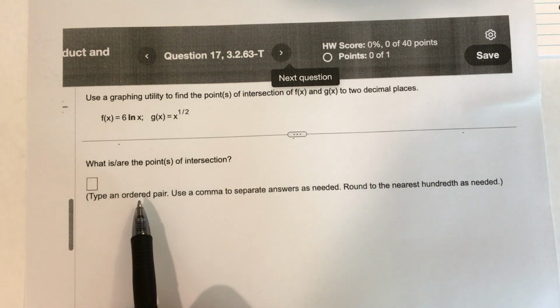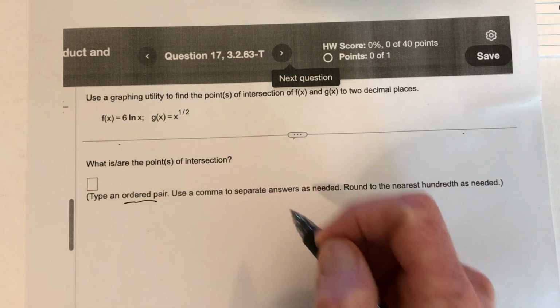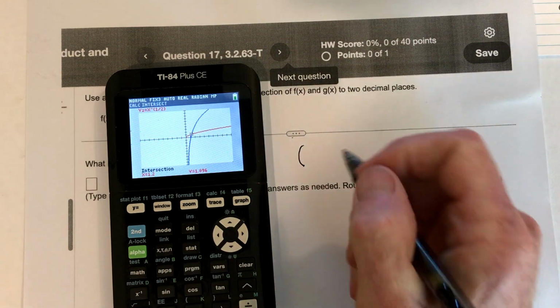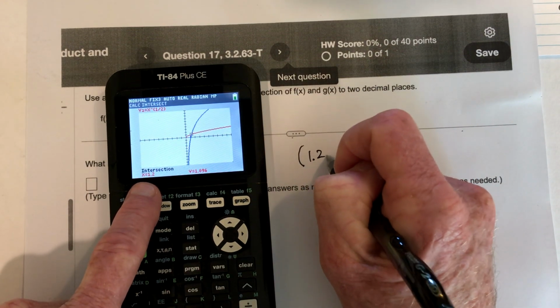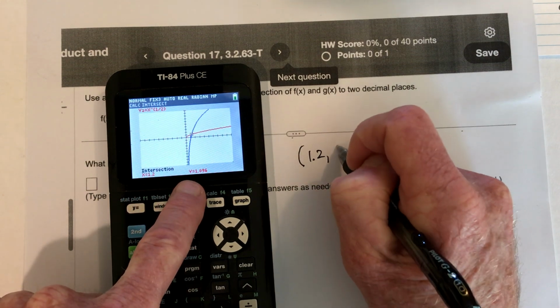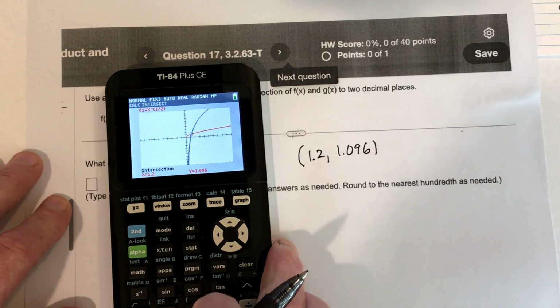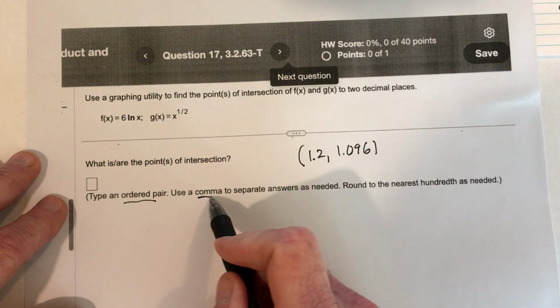Oh, I almost missed this one. Type it as an ordered pair. I was only going to write down the x, but they want the x and the y. So let me see, the calculator says that the x is 1.2 and the y is 1.096. So use a comma. Okay, I did that.